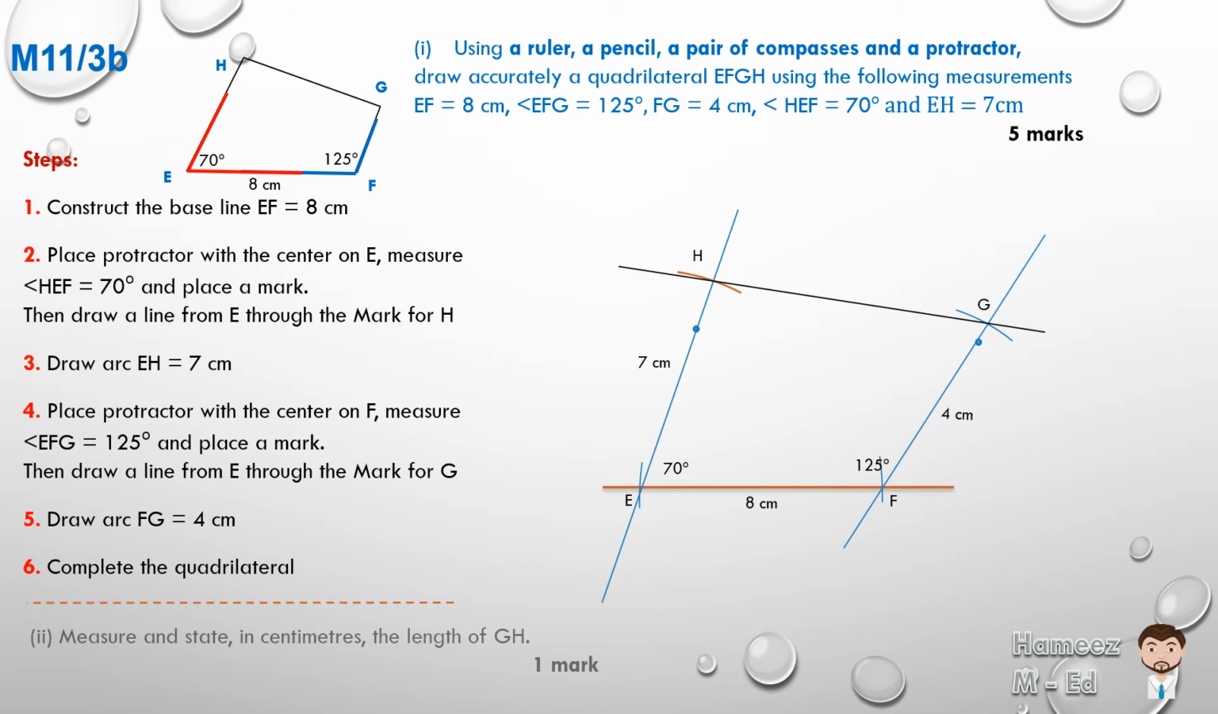Part 2 of the question. Measure and state in centimeters the length of GH. And we can just use our ruler and measure that, or put our divider on the points of G and H, and then rest it on the ruler. So GH works out to be 8.5 centimeters, and we're given a little play, so plus or minus 0.1 centimeter.